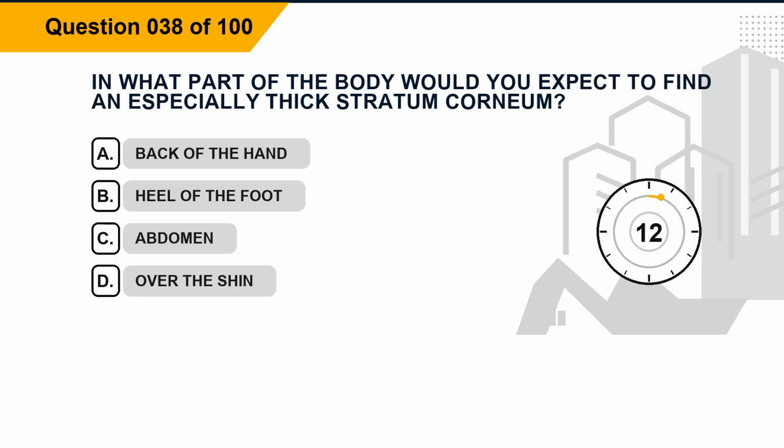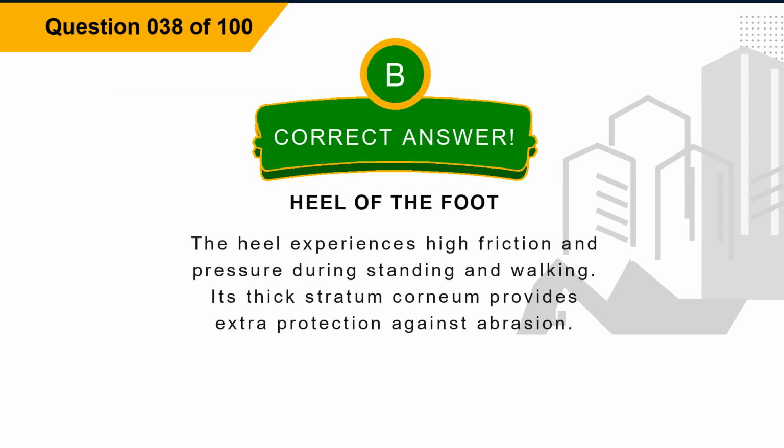Question 38. In what part of the body would you expect to find an especially thick stratum corneum? Option A, back of the hand. Option B, heel of the foot. Option C, abdomen. Option D, over the shin. The correct answer is option B, heel of the foot. Explanation. The heel experiences high friction and pressure during standing and walking. Its thick stratum corneum provides extra protection against abrasion.